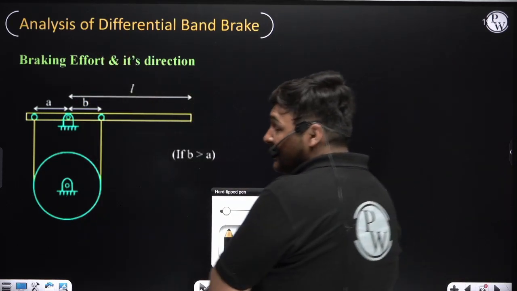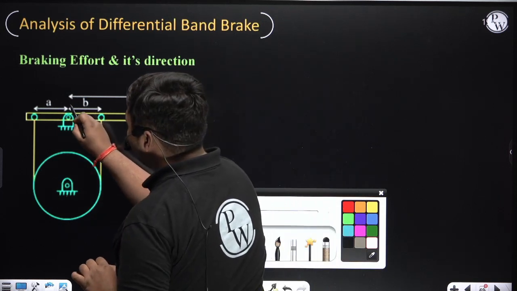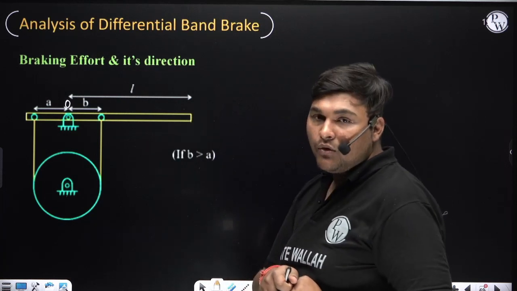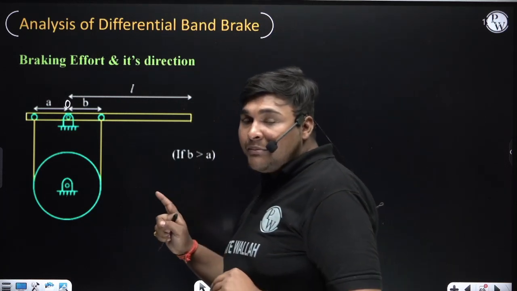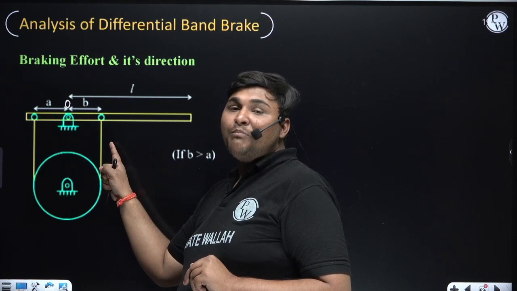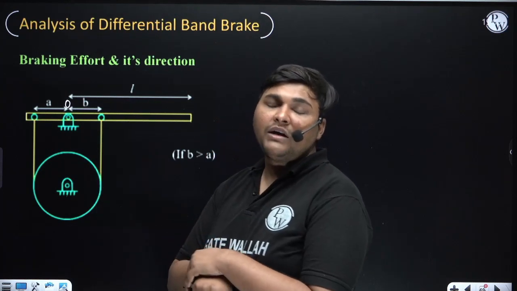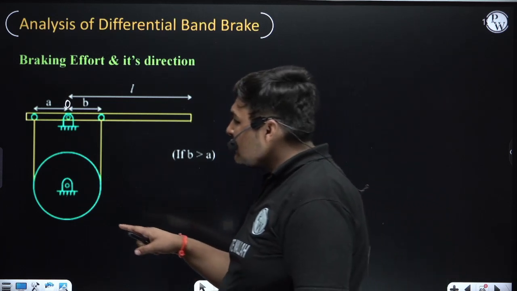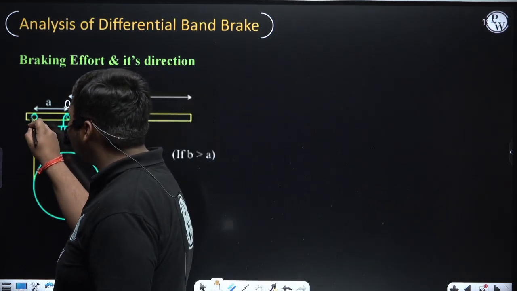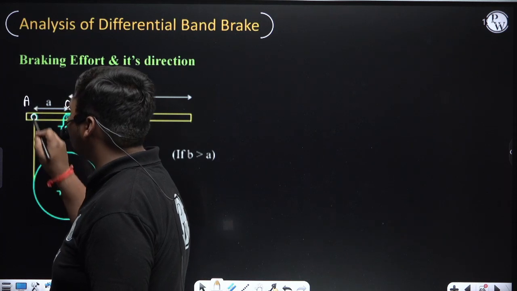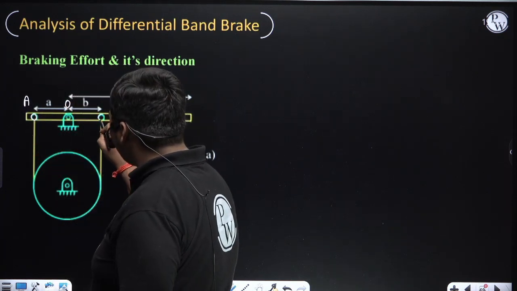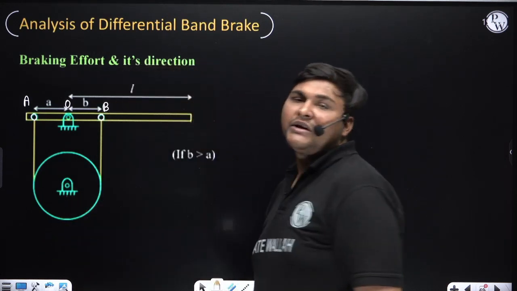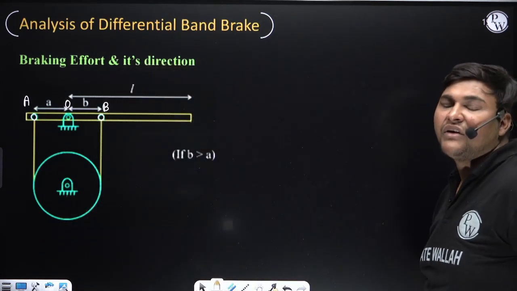What is a differential band brake? This lever is hinged at this location, so it is the location of fulcrum O. If in a band brake none of the sides of the band is pivoted at the location of the fulcrum, that band brake is known as a differential band brake. Here the left side band is pivoted at this location, which I am denoting as A, and the right side band is pivoted at this location, which I am denoting as B. None of the sides is pivoted at the fulcrum, so it is a differential band brake.